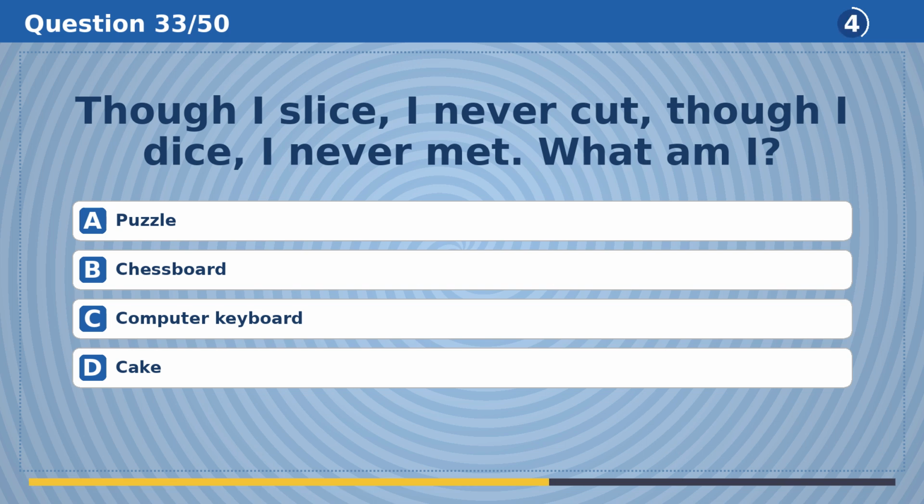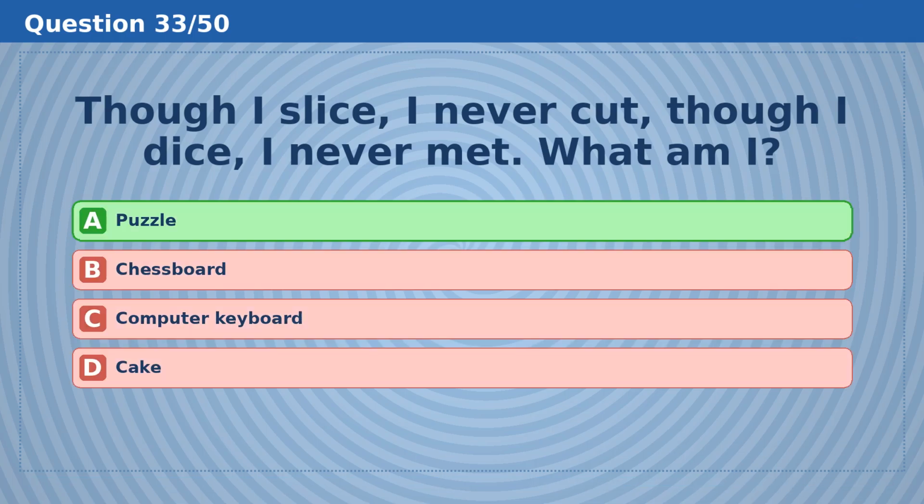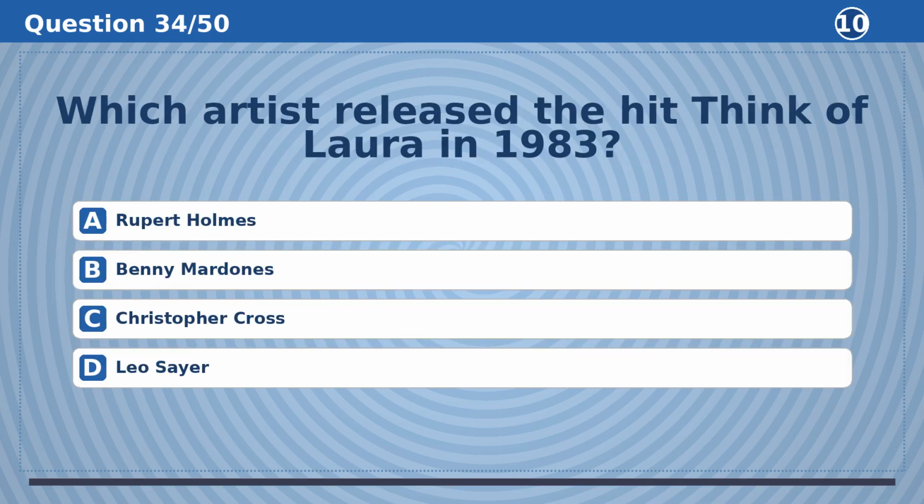Though I slice, I never cut, though I dice, I never met. What am I? The answer is A. Puzzle.